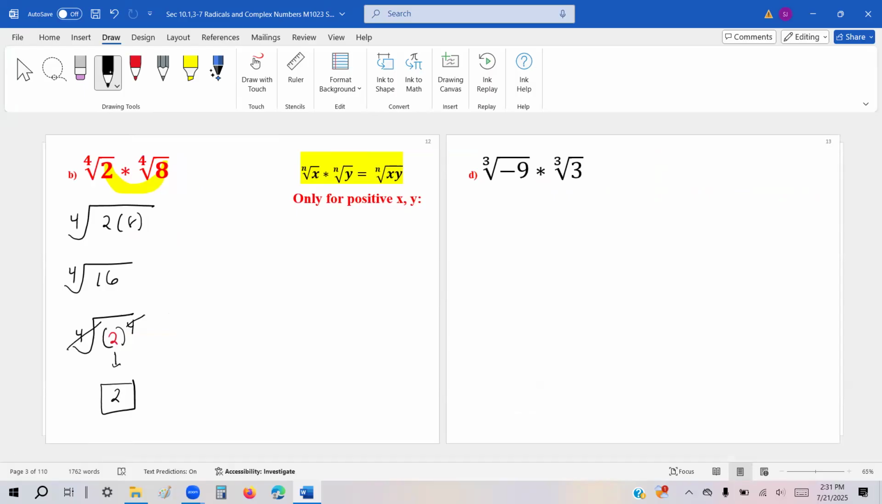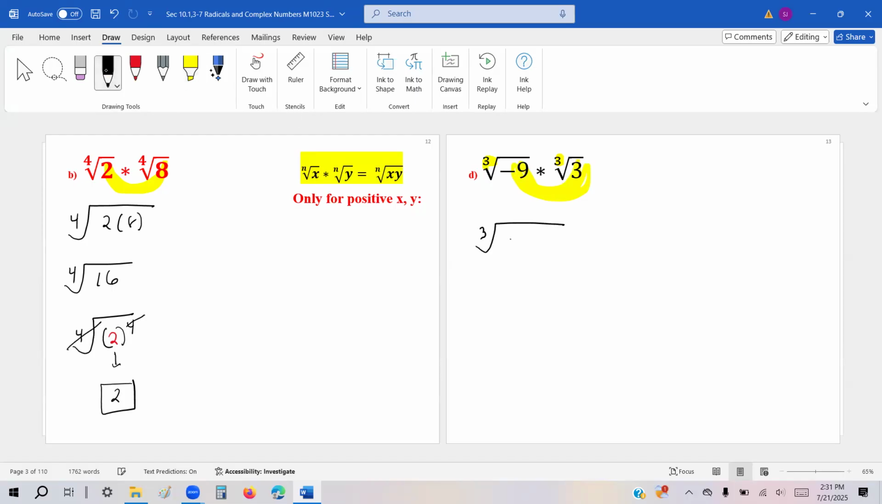Now here, cube root. Cube root is most flexible. It doesn't care about its radicand. It could be positive, it could be negative, it doesn't matter. So cube root doesn't give us any i. Only square root gives us i. So as long as we have the same radical, cube root, we are safe. So we can multiply their insides.